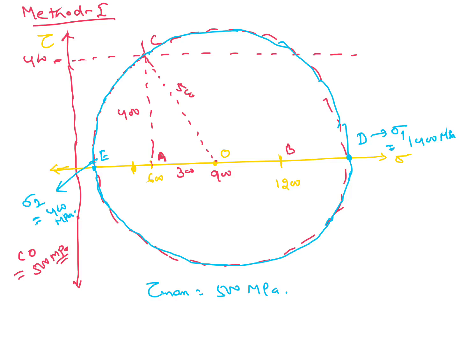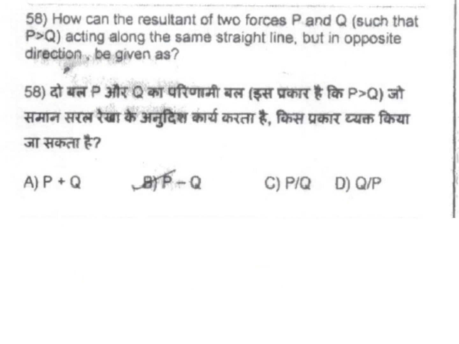How can the resultant of two forces P and Q, such that P is greater than Q, acting along the same straight line but in opposite direction, be given as resultant? P is greater than Q, so R is resultant, it's P minus Q, so B is the answer, P minus Q.